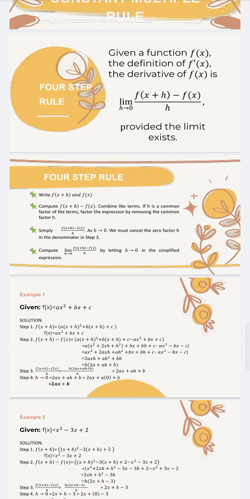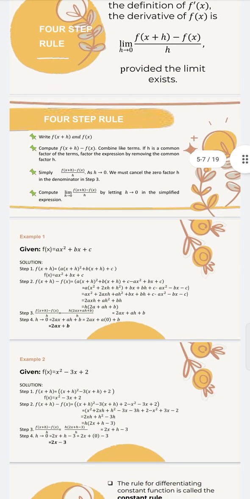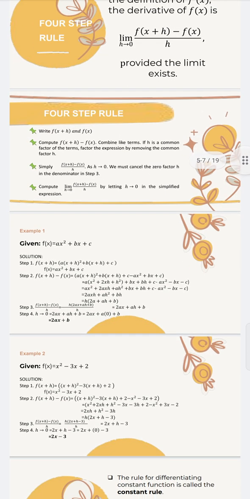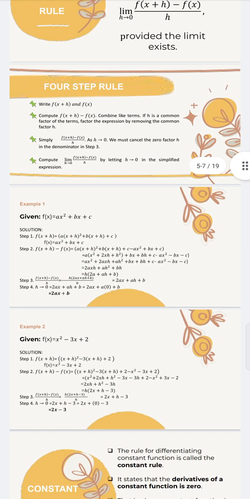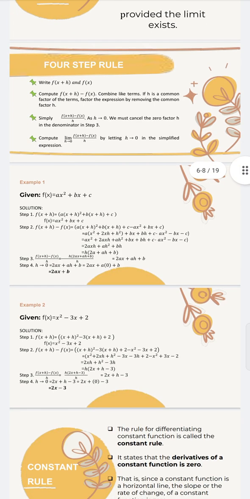Compute f(x plus h) minus f(x), combine like terms, and if h is a common factor, factor the expression by removing the common factor h. Then simplify the expression as h approaches 0. We must cancel the zero factor h in the denominator in step 3. Then compute the expression by letting h go to 0 in the simplified expression.